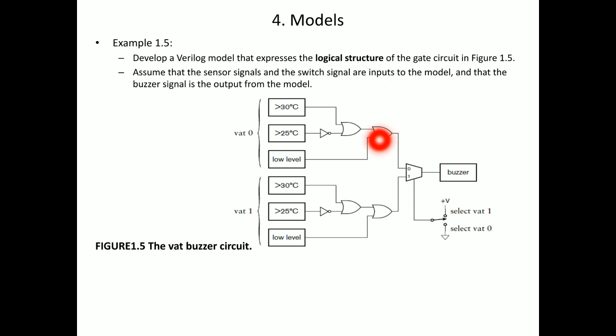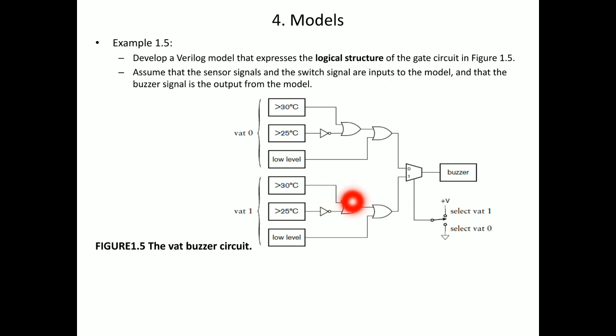The output of that OR gate goes to another two-input OR gate, whose other input is low level. This low level is used for a specific purpose, which we will see further on. Finally, the output of VAT 0 goes to the multiplexer as input 0, and the multiplexer output goes to the buzzer. The input 1 of the multiplexer is coming from VAT 1.